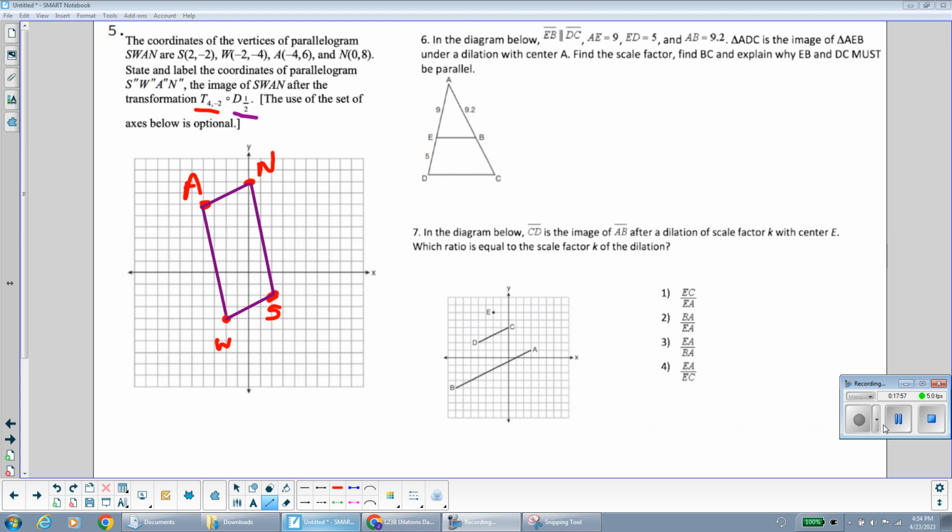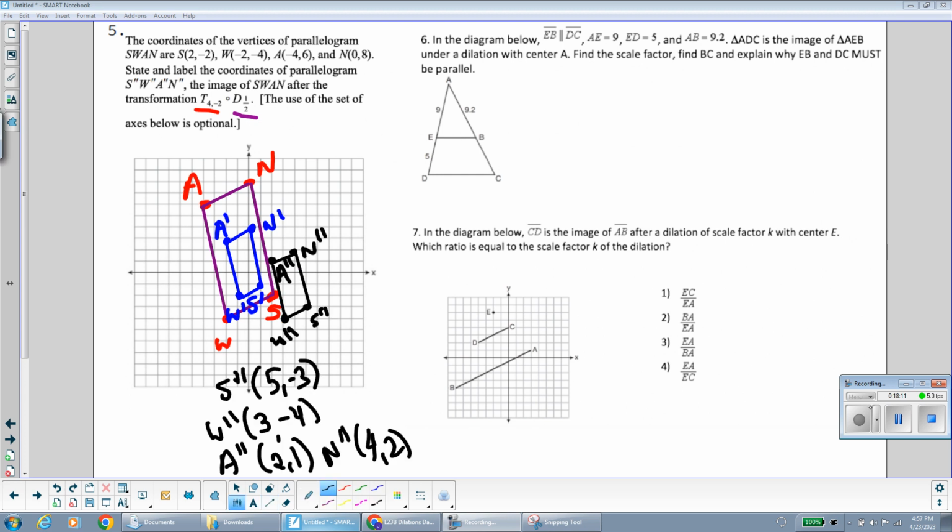Please pause the video. And then it says to do a translation 4 units to the right and 2 units down. So I'm just going to take each of these points and move them 4 units to the right and 2 units down. Please do that on your end as well. And here I have the final graph, parallelogram and the image.